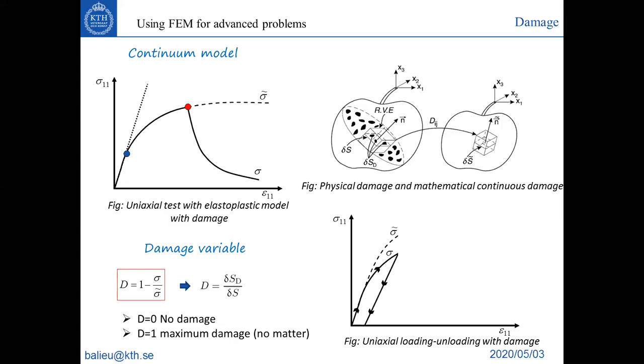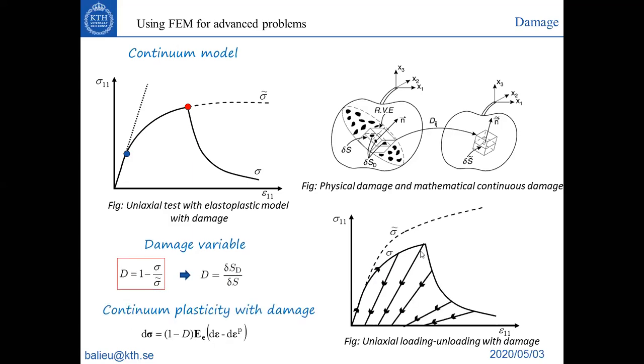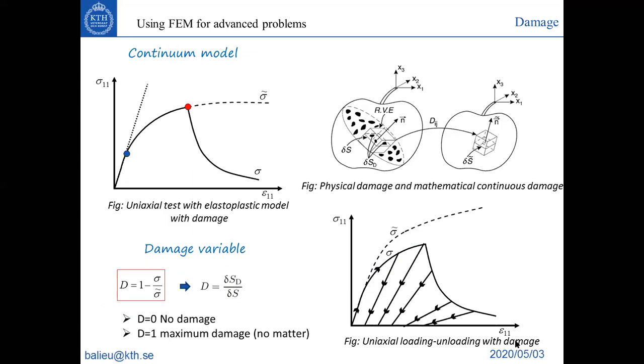So now, what happens if you load and unload your specimen when you have the damage? So if I plot the nominal stress as a function of the strain, so the real stress and the effective at the same time, if I load my material and I have this plasticity and I have damage, what happens now? When I unload my material without damage, I unload with the same slope as the initial slope, so Young modulus.